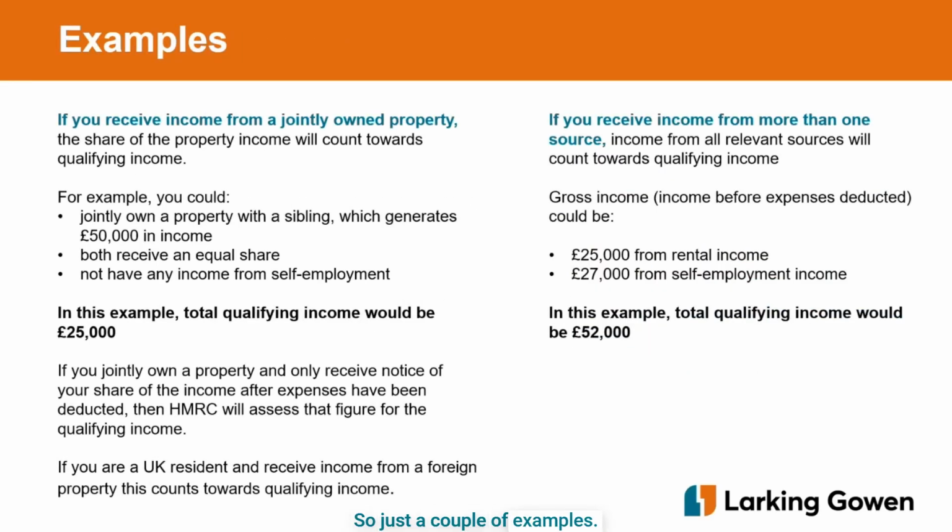So just a couple of examples. The first one, there's a jointly owned property with a sibling which generates £50,000 in income. Each sibling receives an equal share of that 50,000, so the qualifying income would be 25,000. In that scenario, they wouldn't be mandated for April 26 nor April 27, but they would be mandated in from April 28 based on the 26-27 tax return.